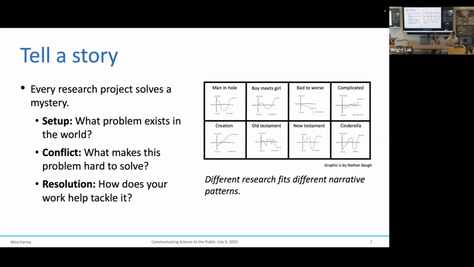And here I show Vonnegut's 8 storylines. And you could see that the conflict and resolution and the buildup are all different shapes, but that's not relevant because every single piece of research has a different sort of narrative to tell. It's just important to actually tell that as a narrative.